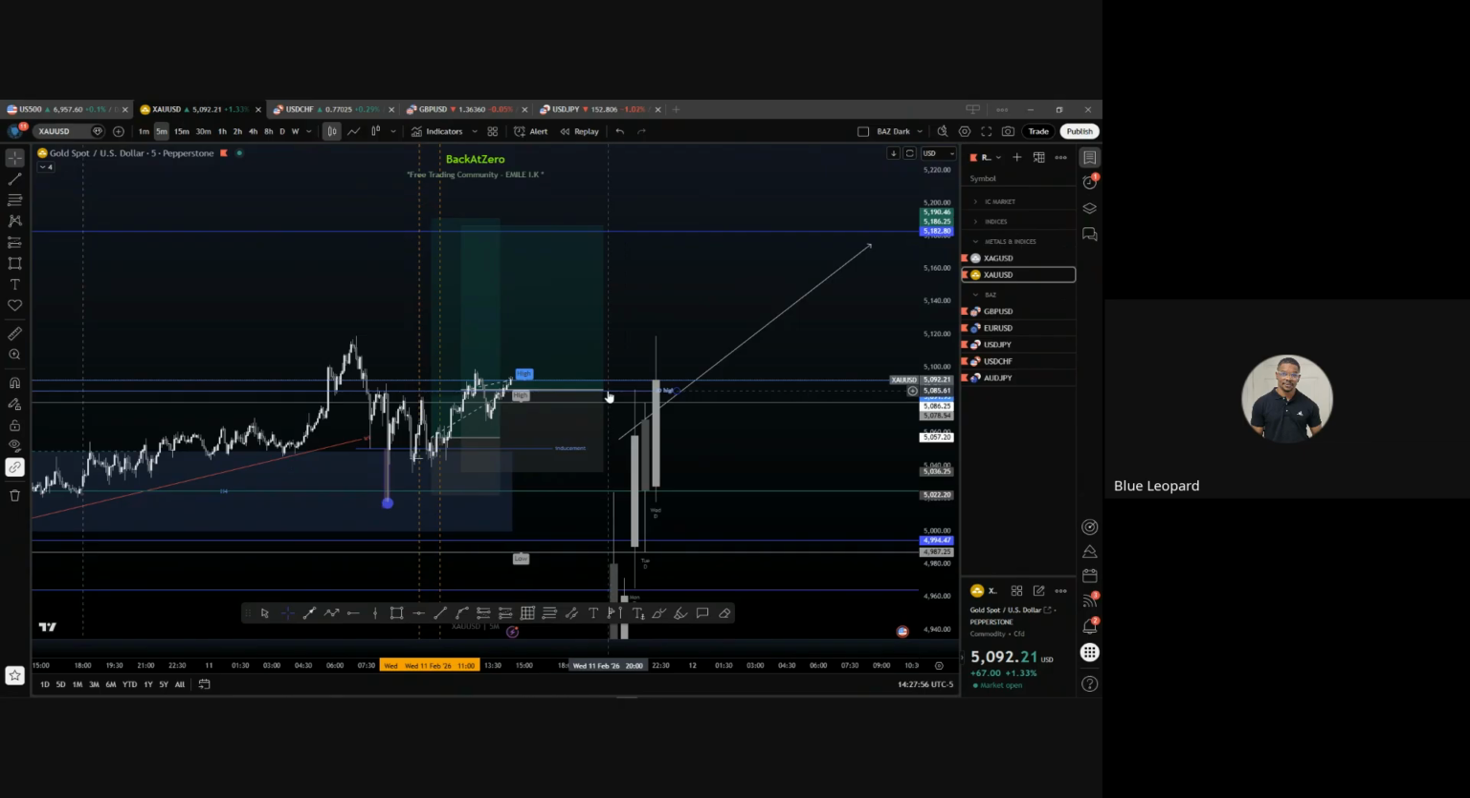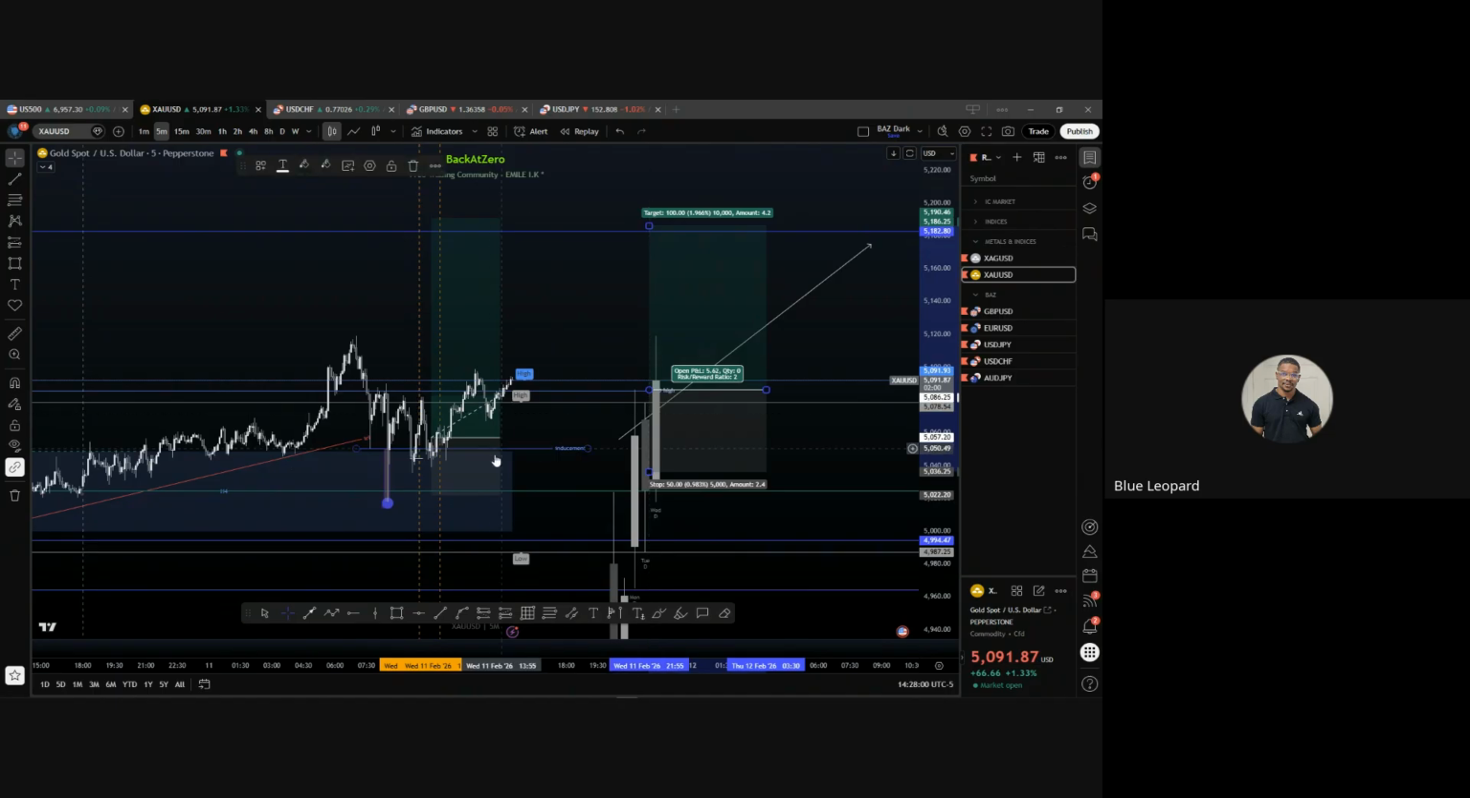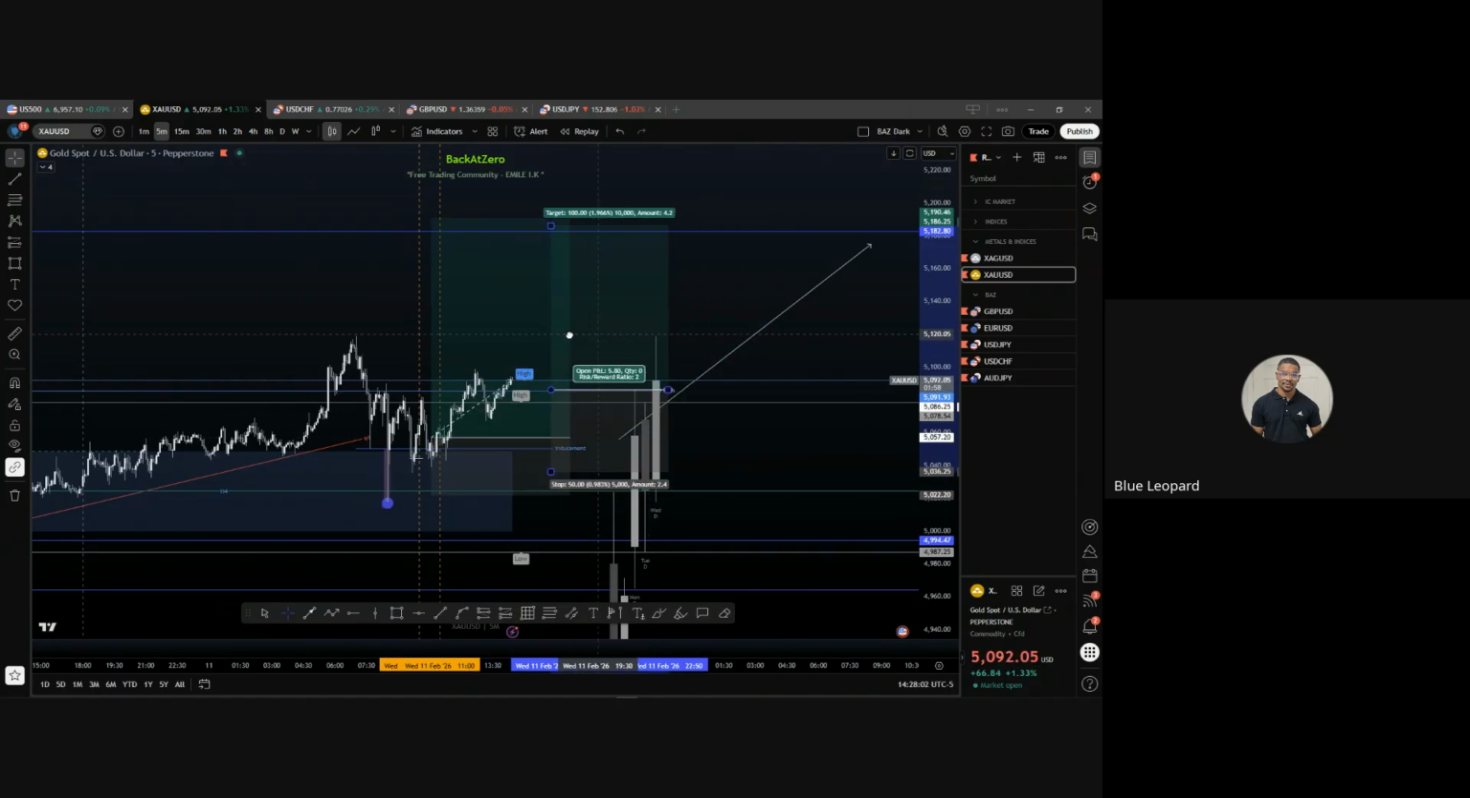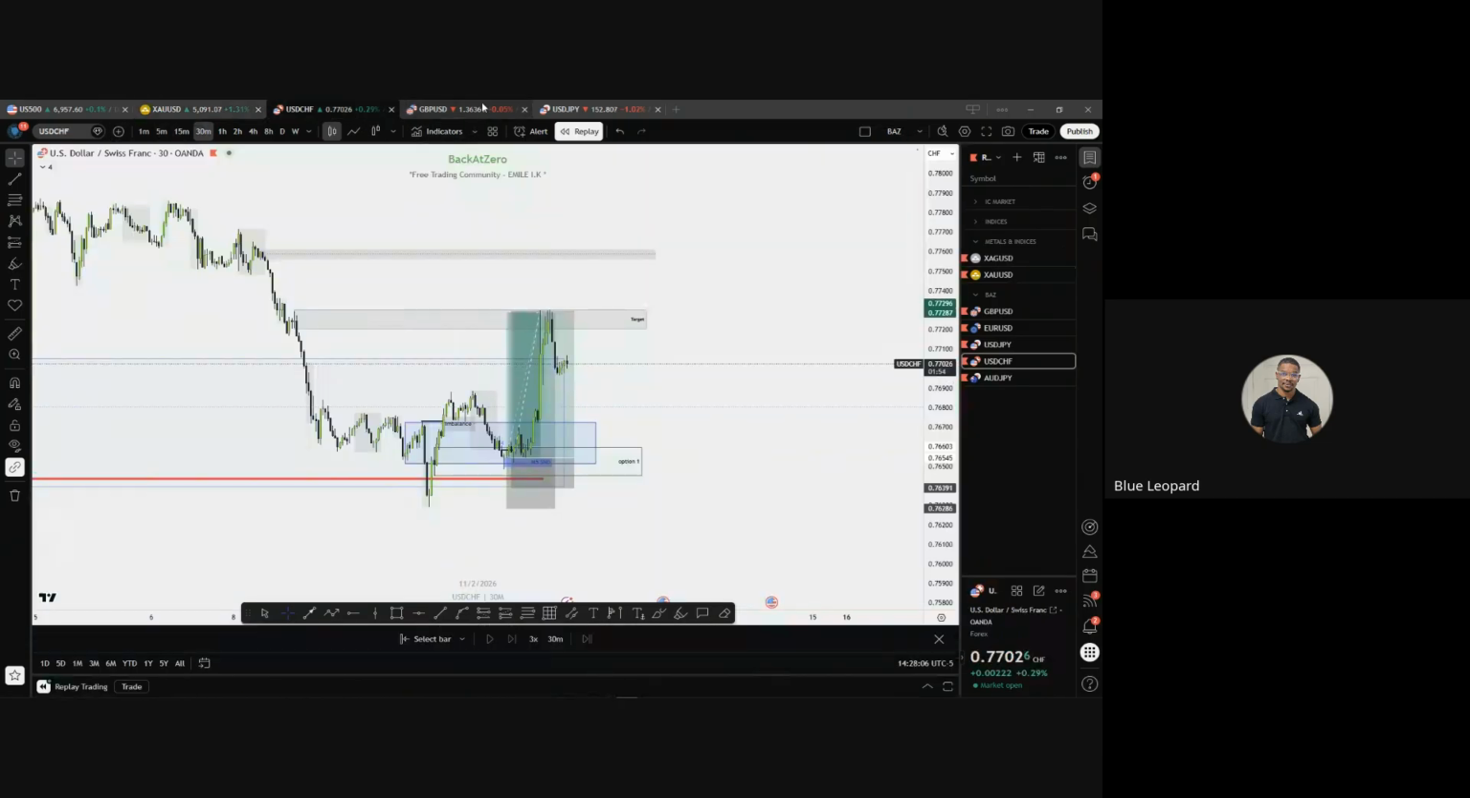I'm in a gold trade. I just bought this. Yeah, I have one that is already in green. The second just entered. But that's it, okay?